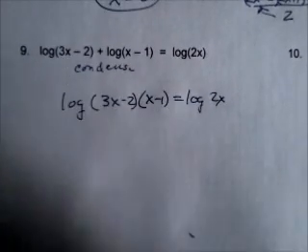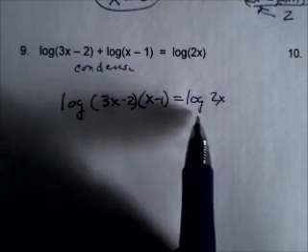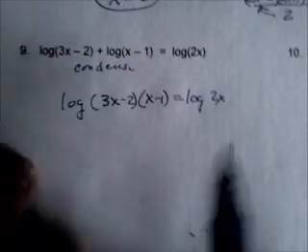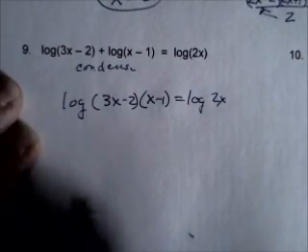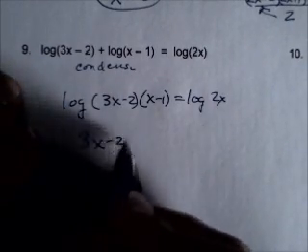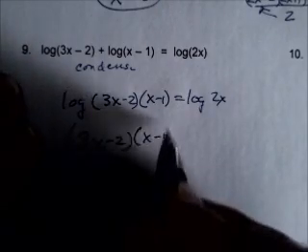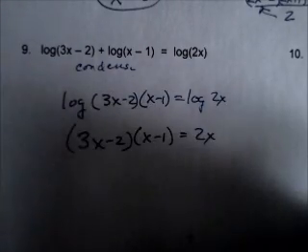All right, we have log on both sides of the equation, so that means we just drop those and set the arguments equal. So 3x minus 2 times x minus 1 has to equal 2x.